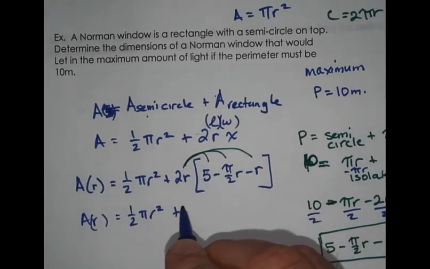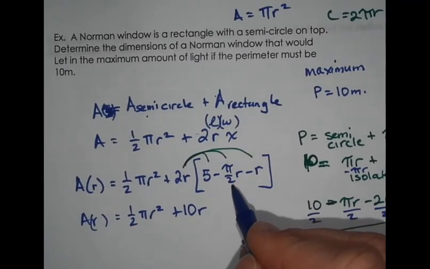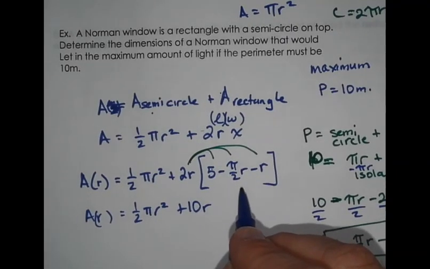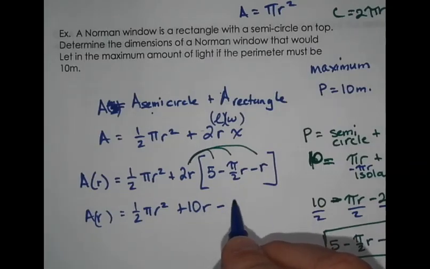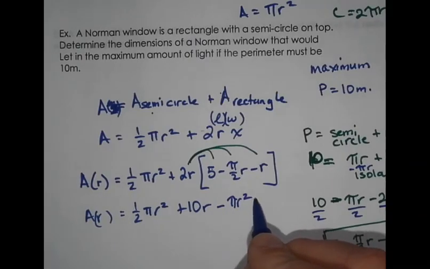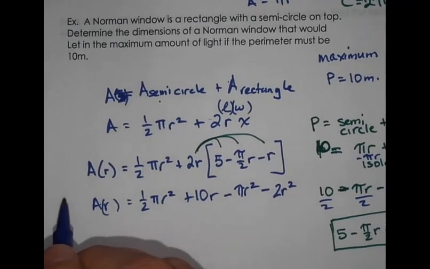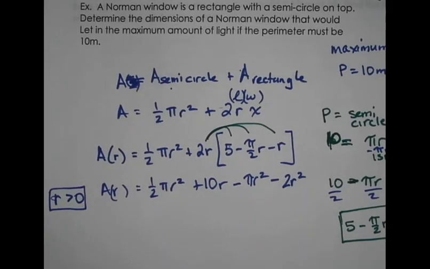Two r times 5 is 10r. 2 times 1/2 pi, that would be just pi r, I believe. No, pi r squared, minus 2r squared. Okay, and we're going to put a little caveat here. R has to be greater than 0. It doesn't make sense to have a radius that's less than 0 because it's impossible.